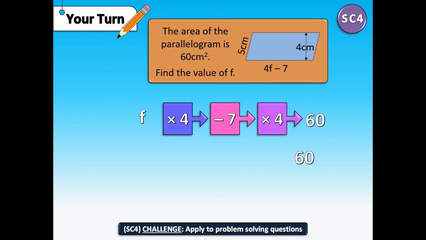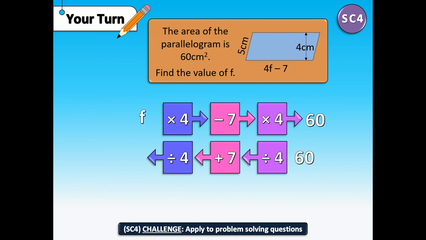So we work backwards doing the opposite. 60 divided by 4 is 15. 15 plus 7 is 22. And 22 divided by 4 is 5.5. So F equals 5.5.